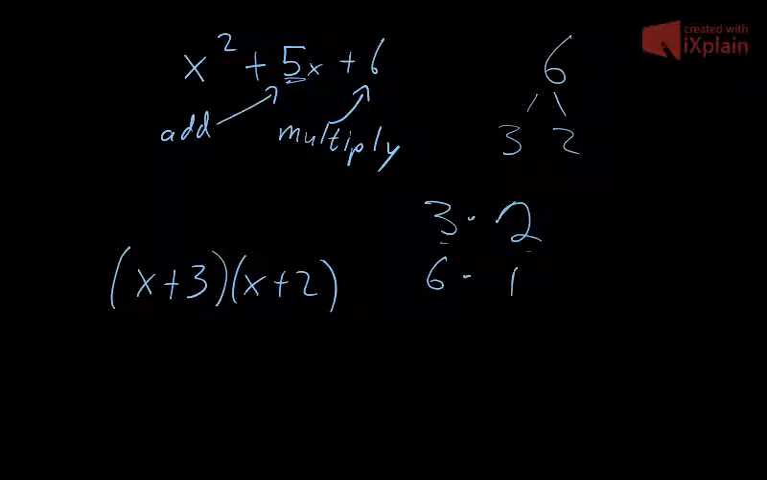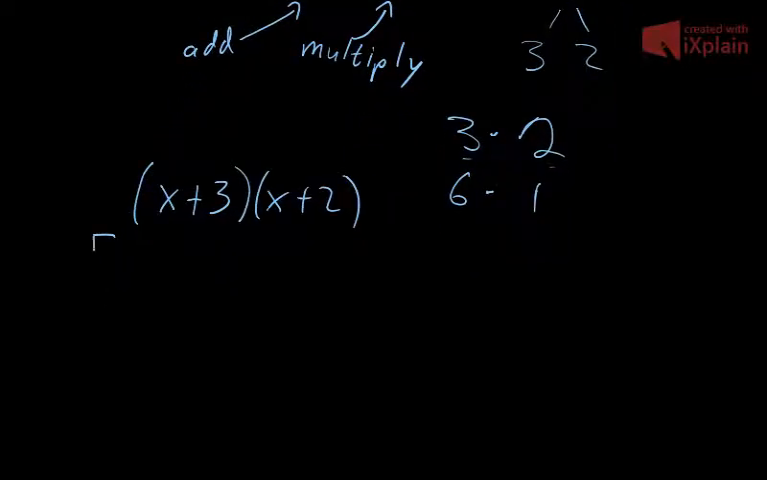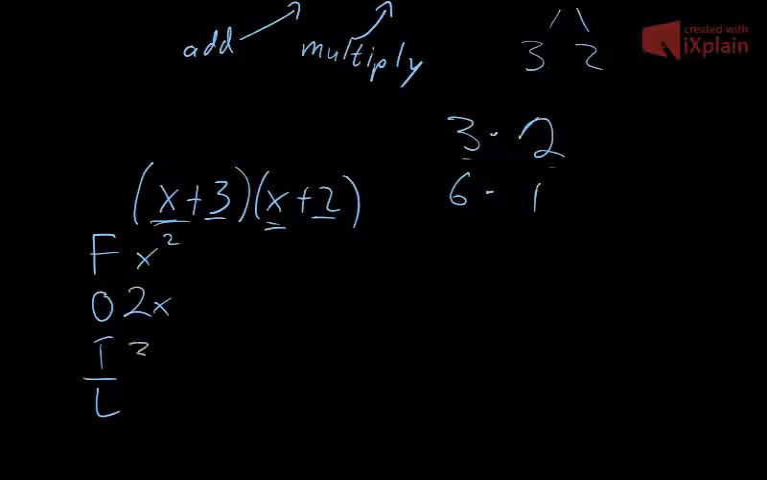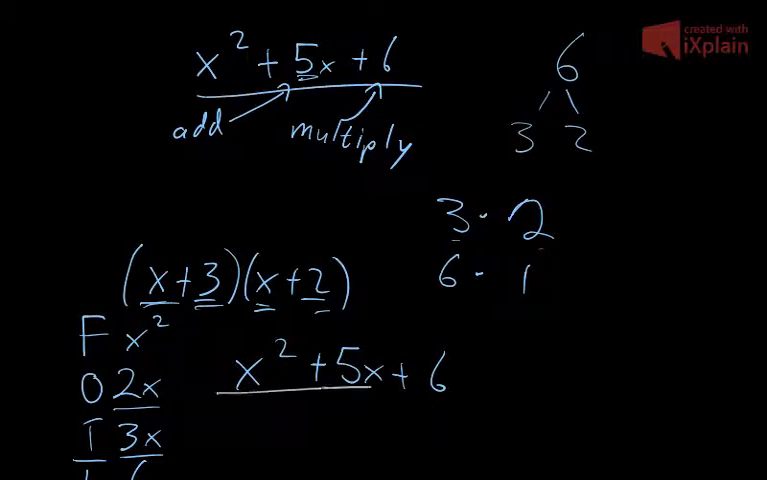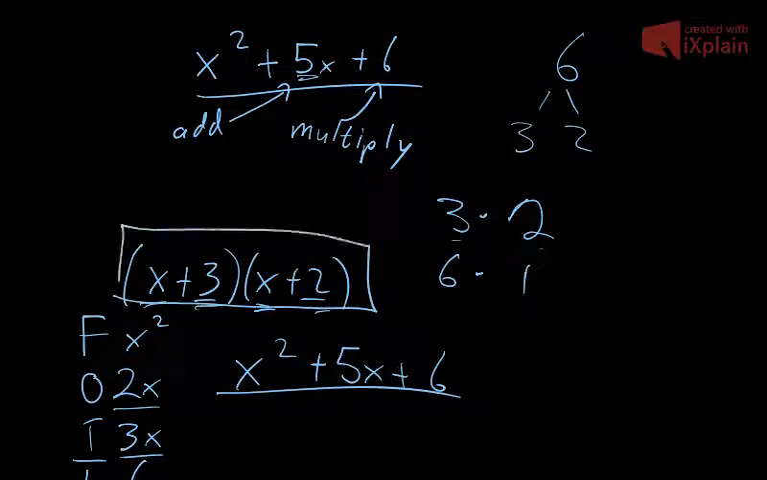If I want to check this, I can always FOIL it, so I'll do that real quick. FOIL. My first is x times x, x squared. Outer is x times 2, which is 2x. Inner is 3 times x, which is 3x. And my last is 3 times 2, which is 6. I add all those up, and I get x squared plus 2x and 3x make 5x plus 6. And if we look, that matches what we started with. So this right here is our final answer, and we're good to go.